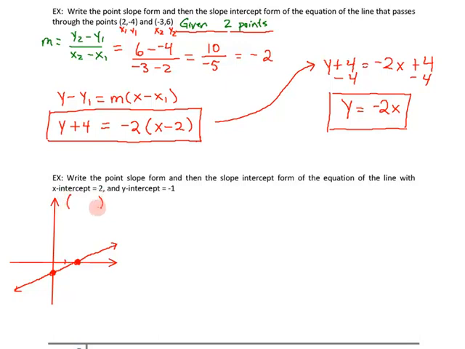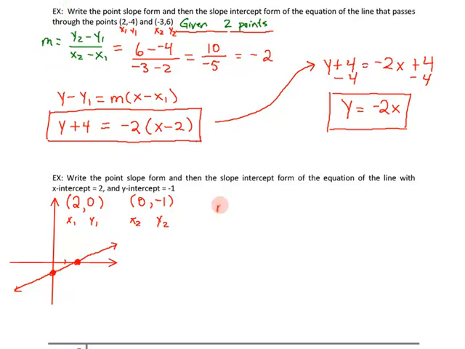X-intercept of 2 has what coordinates? Well, it's on the x-axis at 2, and what's the y value of that point? It's 0. And the y-intercept is also a point, only it's (0, negative 1), because it's 0 left or right, but it's down 1. Now we have x1, y1, x2, y2, and the problem is just like the one above.